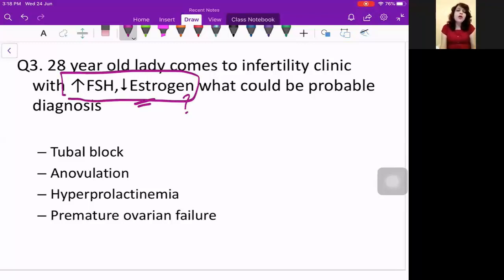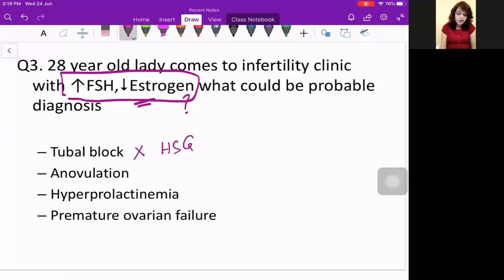Options are tubal block, anovulation, hyperprolactinemia, or premature ovarian failure. Tubal block has nothing to do with the hormonal status. Tubal block you find on HSG, which is an important investigation in infertility patients, where you check the uterine pathology and the tubal patency, etc.